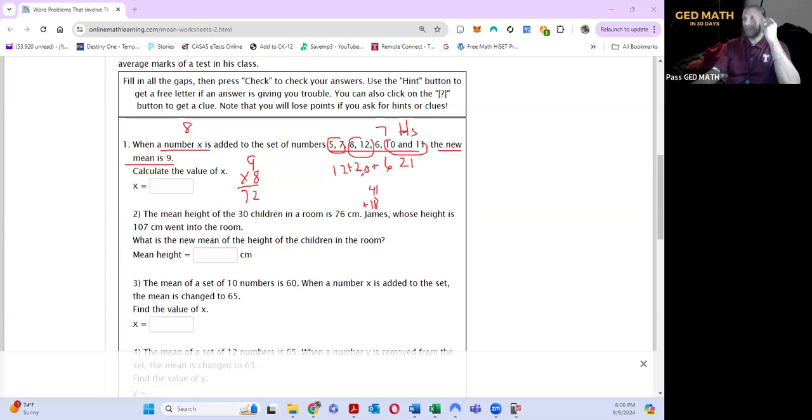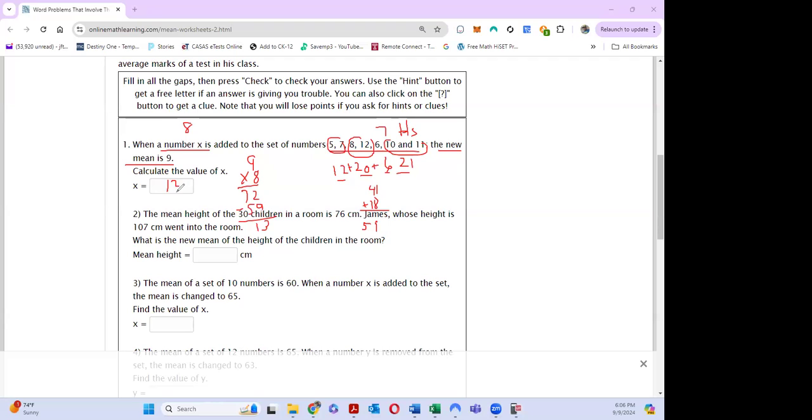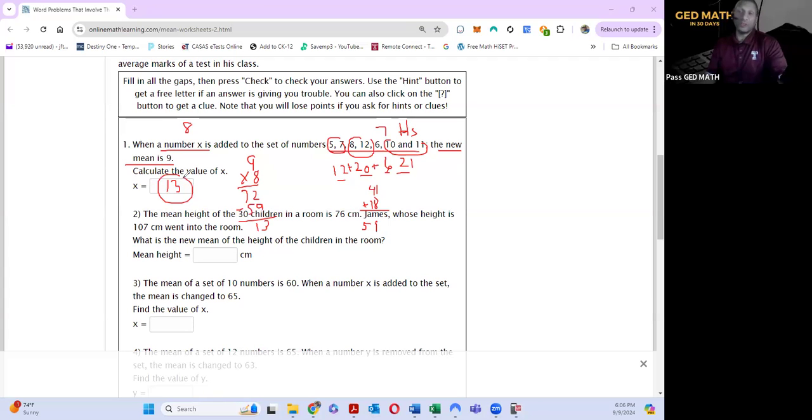So what I did was I did mental math. 20 and 21 is 41. 6 and 12 is 18. So 41 plus 18 is 59. So we subtract that from the 72 and we get 13. So that new value would be 13.